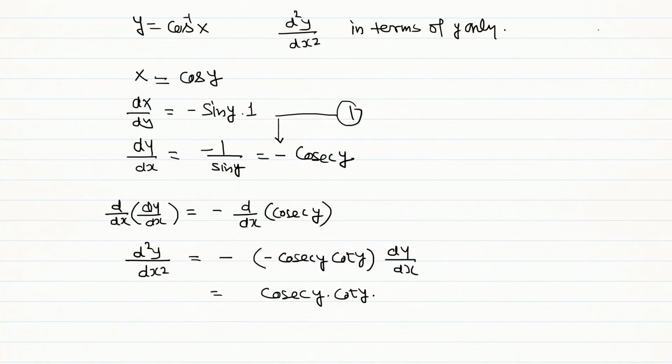The value of dy/dx can be taken from here. In fact, it is minus cosec y. So this value we can pick from here as minus cosec y. So the overall answer is minus cosec² y times cot y. We can see the second derivative is now written entirely in terms of y.